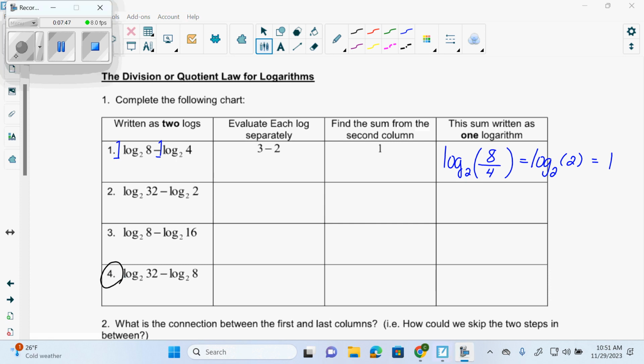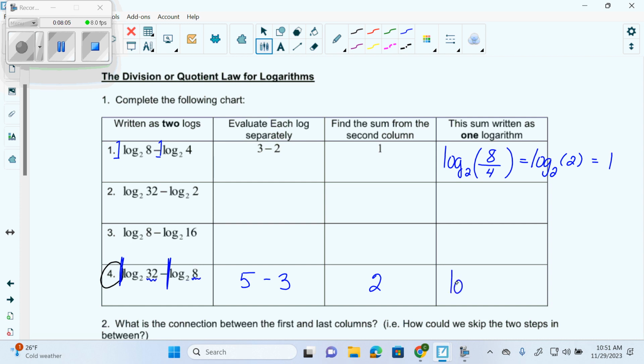Here we have log base 2 of 32. That equals 5. Minus log base 2 of 8. 2 to what power is 8? 3. 5 minus 3 is 2. Then this has a plus 1 in front. This has a minus 1 in front. So this is going to go in my numerator. And this is going to go in my denominator.